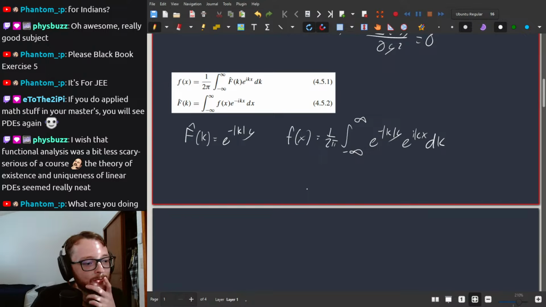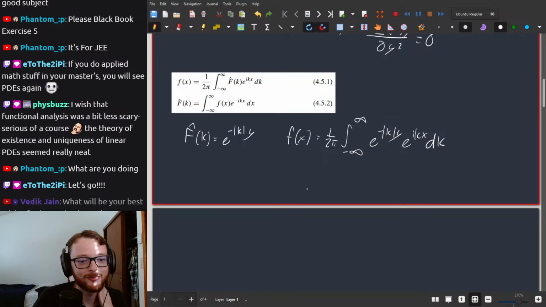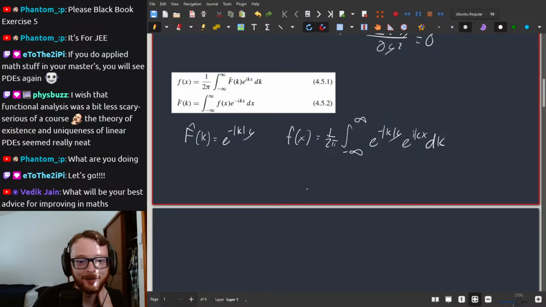If you do applied math stuff in your master's, you'll see PDEs again. Oh yeah. In the third quarter, there's going to be a PDEs class for sure, and there's probably going to be PDEs mixed into some of my other classes too. Functional analysis is a bit less scary of a course. The theory of existence and uniqueness of linear PDEs seemed really neat. Oh, really? I wanted to learn the existence and uniqueness for ODEs, but the textbook I was using just said this proof is too hard, we're just going to give an outline of it. Go find an analysis book if you want the actual proof.